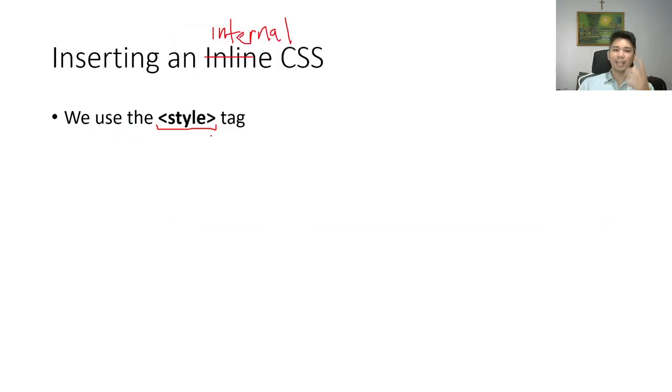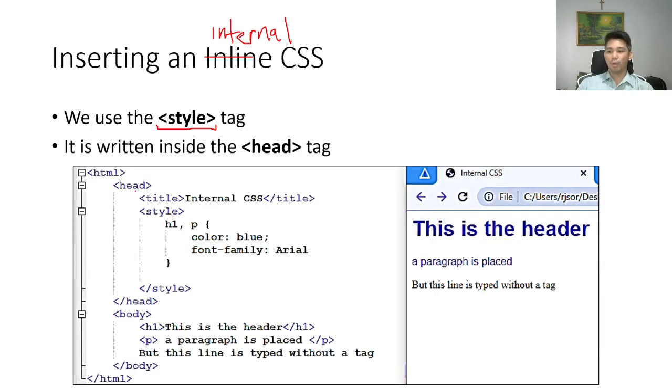Okay, so we will use the style tag for placing internal CSS. Where should we place the style tag? We will write it inside the head tag. So let's look at the example. We have the head tag here. Inside the head tag, we now have the style tag. Inside the style tag, I've placed a selector. Oh, you might get confused. Bakit meron comma and then P? Let me just explain.